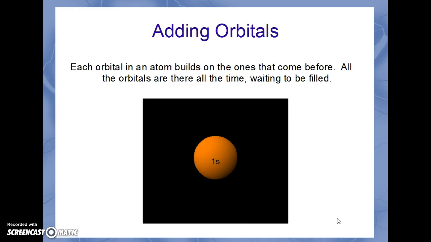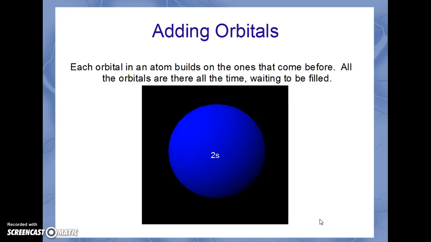Now let's talk about the 1s orbital. It is of course the lowest energy of the orbitals, and we have here an equal probability surface for this spherically shaped electron cloud. Each point on this sphere has an equal probability of having an electron. Here's the 2s orbital. As you see, it is larger, the same probability across the sphere.